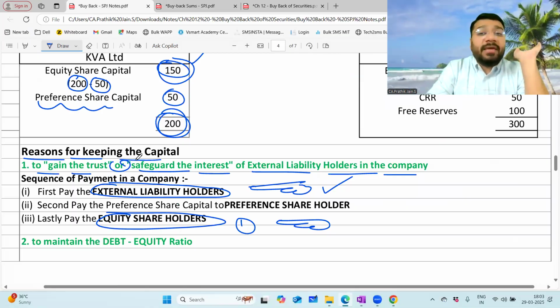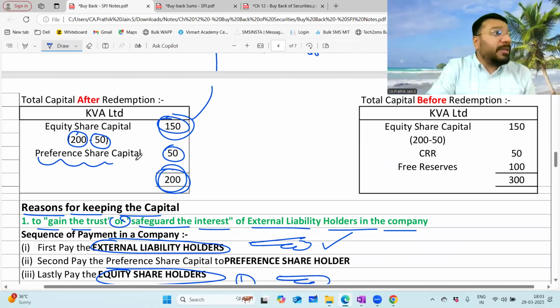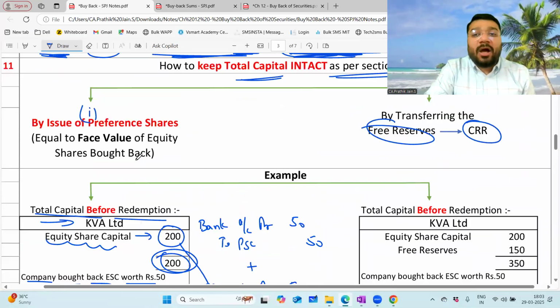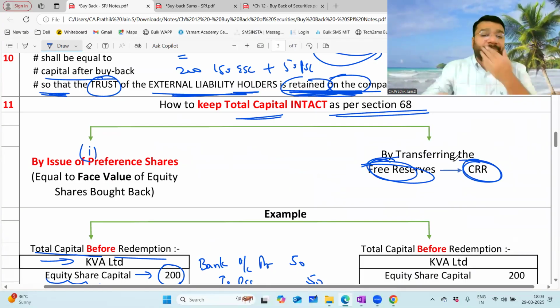The second option is where you have your own funds, and I don't need to get any money from external people. Then you can use the second option, where you transfer the amount that you're going to buy back from free reserves to CRR. So let's have a look into it.